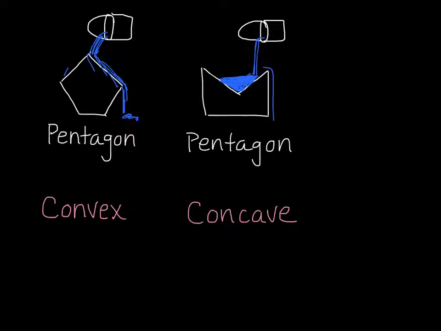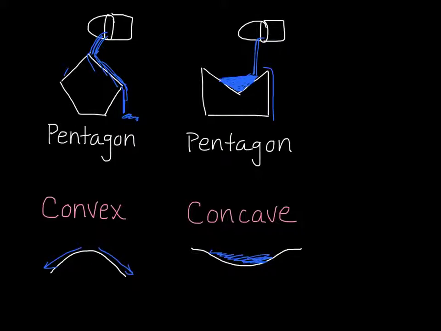So concave, just like we use it in normal terms, has a depression or a divot, some kind of infolding that would allow it to hold water. So you can think of it kind of like a trough. Whereas convex is more like a bump, where the water is always going to be running off of it, no matter how you do it.